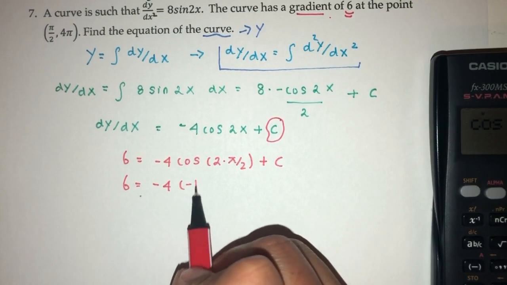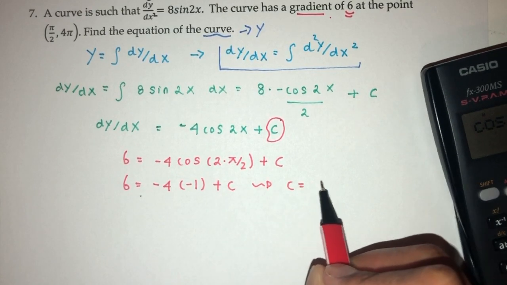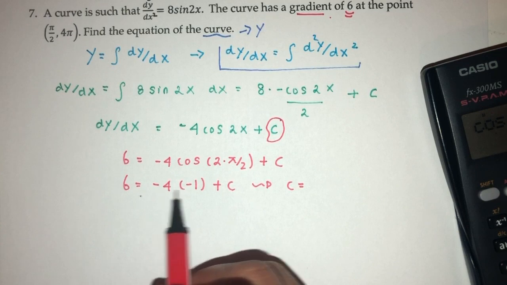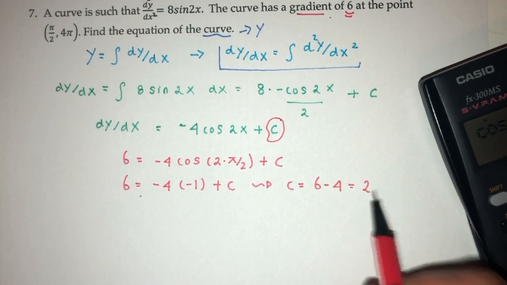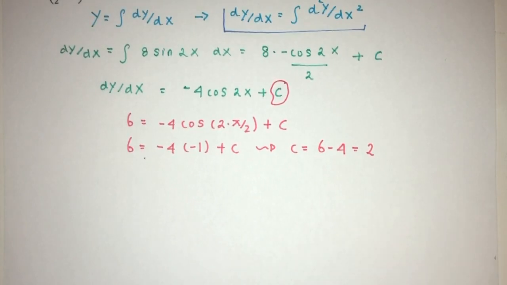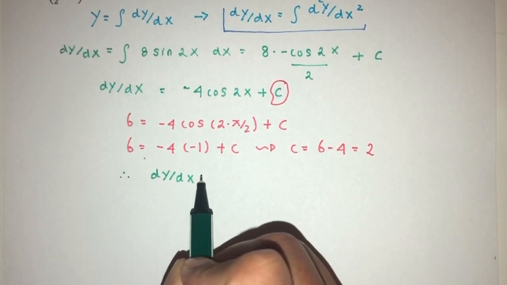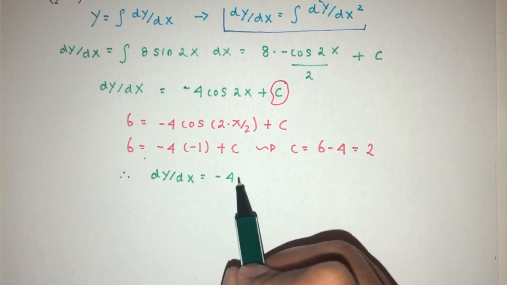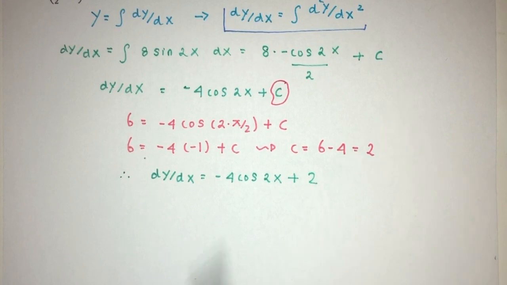So minus 1 plus c. Conclusion is c has to be the value of, that will be plus 4. Send this over here, it will be 6 minus 4, which has to be 2. So conclusion is dy by dx has to be the value of minus 4 cos 2x plus 2.